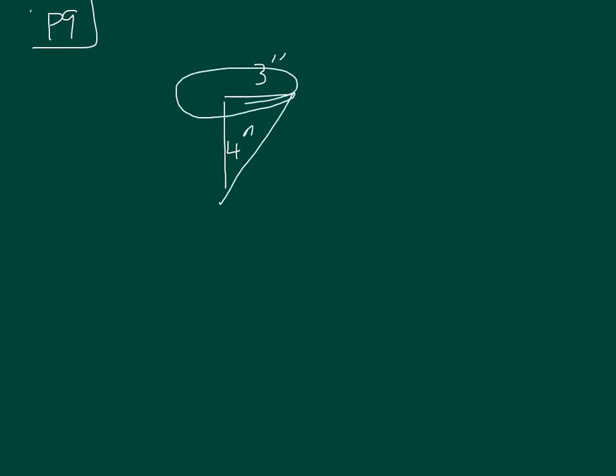Number 9. What's the lateral surface area of an ice cream cone with diameter 3 inches and height 4 inches? This is an easy one. With lateral surface area, lateral means that you don't include the area of the base, so be careful.